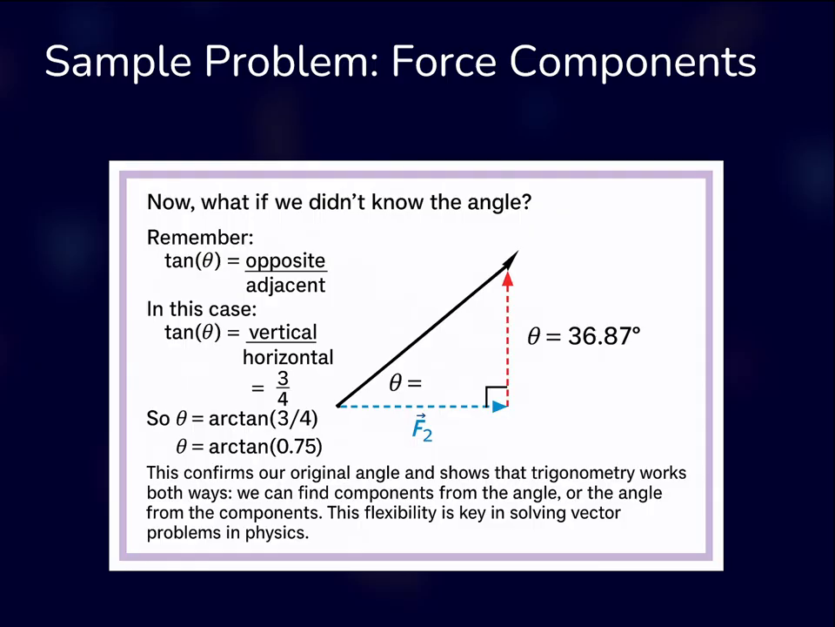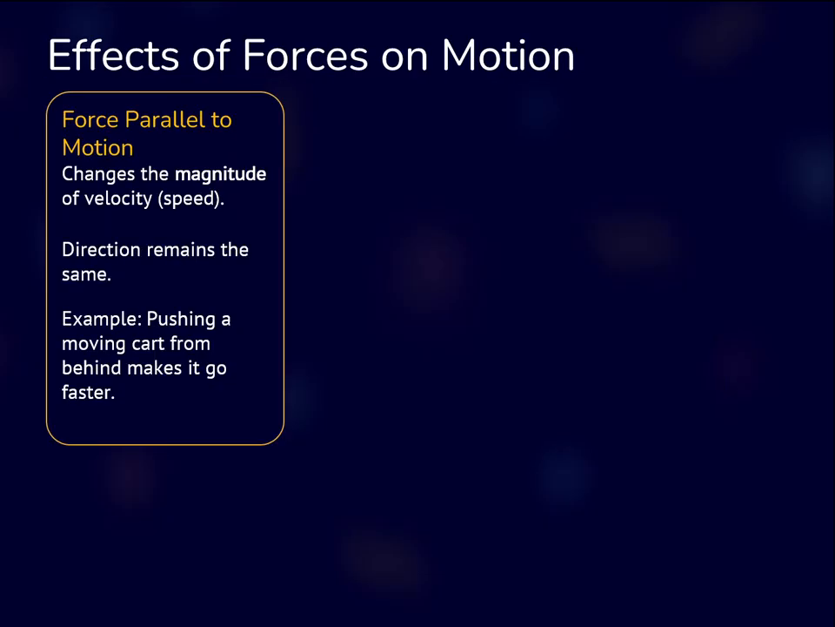For all of my students that do not like fractions, that's the arc tangent of 0.75, which comes out to roughly be 37 degrees. Again, more precisely, 36.87, but we'll round to 37 just to make this example a little more straightforward. This confirms our original angle and shows that trigonometry works both ways, meaning we can find components from the angle, or we can find the angle from the components.